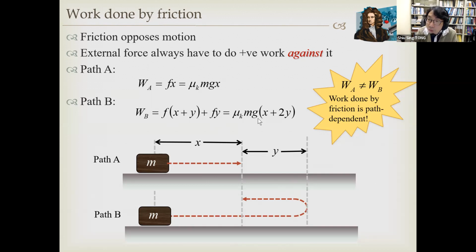So the total work done for the two paths added together will be mu k mg (x plus 2y), which is of course different from just mu k mg x. So the work done along path A is not equal to the work done along path B. So that means the work done by friction, or the work done by the external force just overcoming friction, is dependent on path. It is path dependent. Okay.